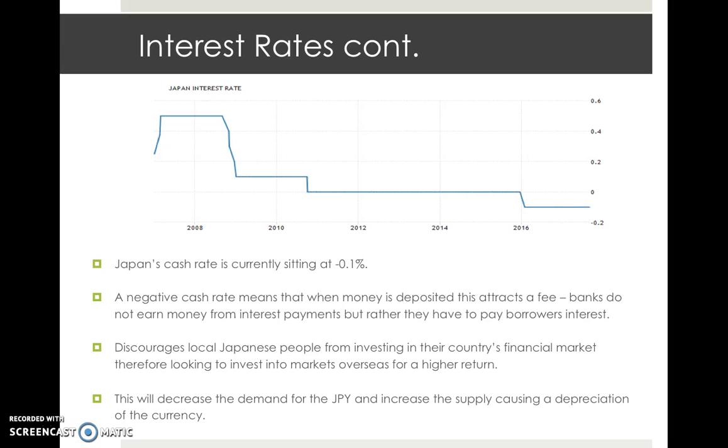This discourages local Japanese people from investing in their country's financial market, therefore looking to invest into markets overseas for a higher return. This will decrease the demand for the Japanese yen and increase the supply, causing a depreciation of the currency.